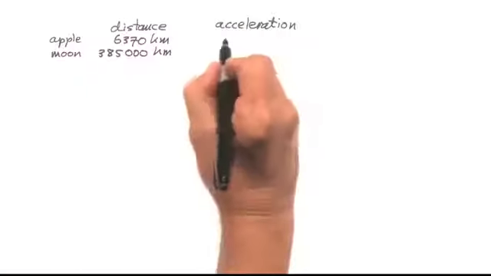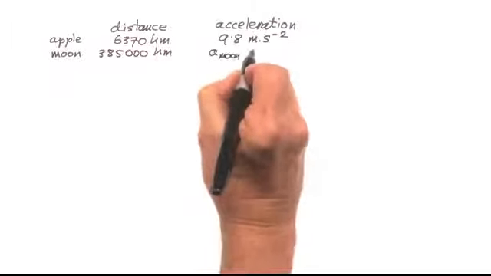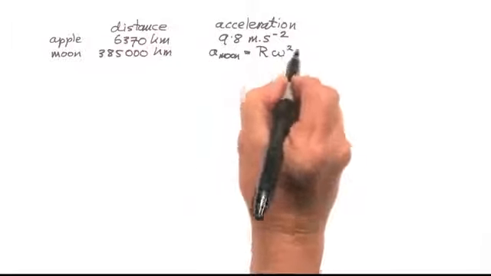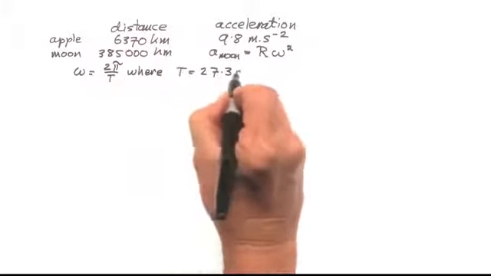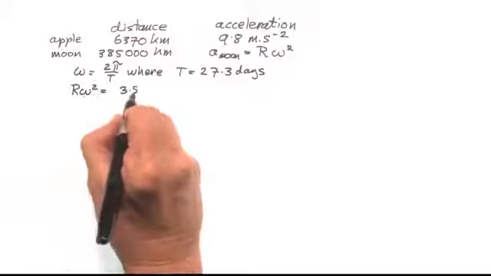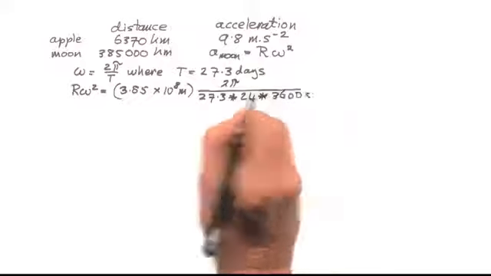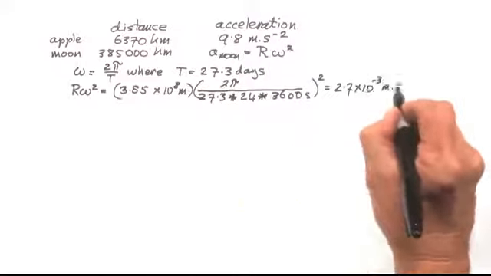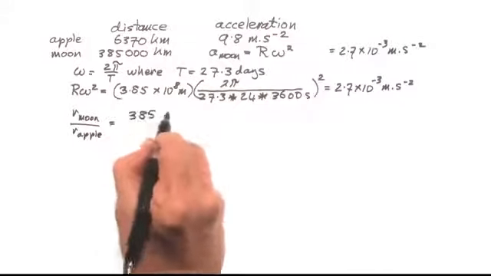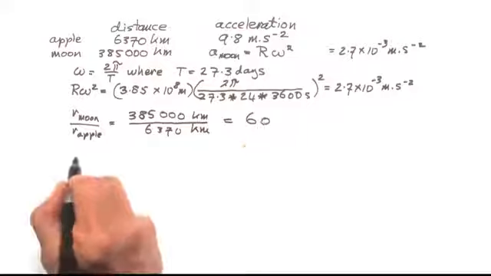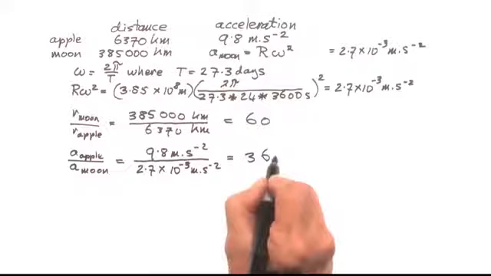Let's recap. The apple accelerates at 9.8 metres per second squared. The moon accelerates at r omega squared, and it takes the moon 27.3 days to travel 360 degrees round the Earth. So we write omega equals 2 pi over period, and its centripetal acceleration is just 2.7 millimetres per second squared. So the ratio of the distances is 60, and the inverse ratio of the accelerations is 3,600.